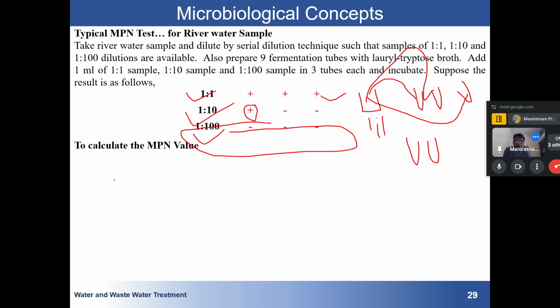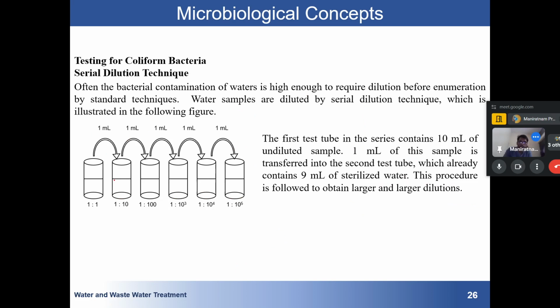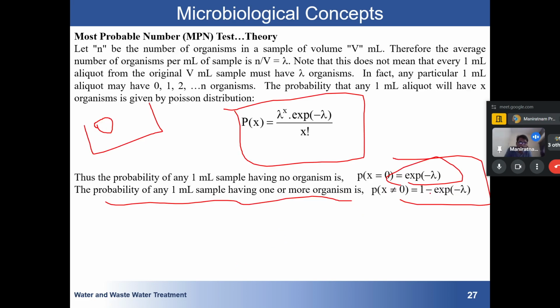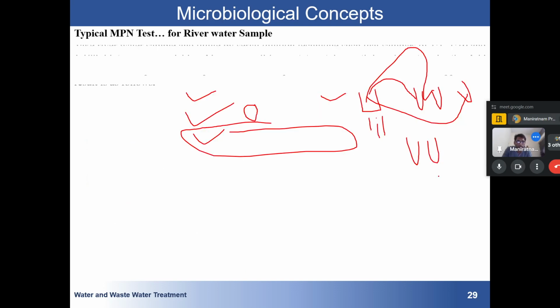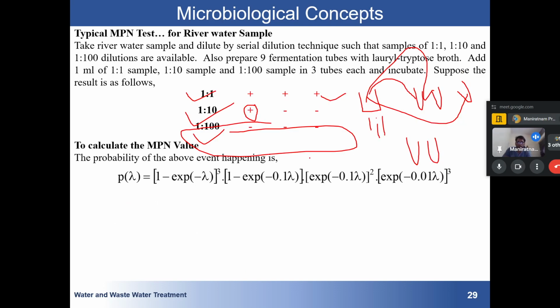Remember, what was our formula? If it is giving a positive result, meaning bacteria is present, it will be expressed as 1 minus e to the power minus lambda. If it is not present, it will be exponential e to the power minus lambda. Okay, so for this 1:1 ratio, all three were giving a positive result, so it is 1 minus e to the power minus lambda. But when the ratio was 1:10, your lambda has converted. Initially here the lambda is lambda, but in this case lambda is 0.1.